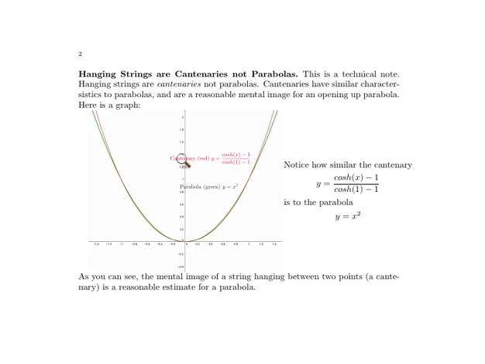A technical note that you should be aware of is that hanging a string between 2 points really doesn't make exactly a parabola. It makes something called a catenary. This red line is the graph of the catenary, and the green line is the graph of a parabola. The thing that I want you to note here is that the mental imagery of that string hanging between 2 points is really very, very close to the shape of a parabola.